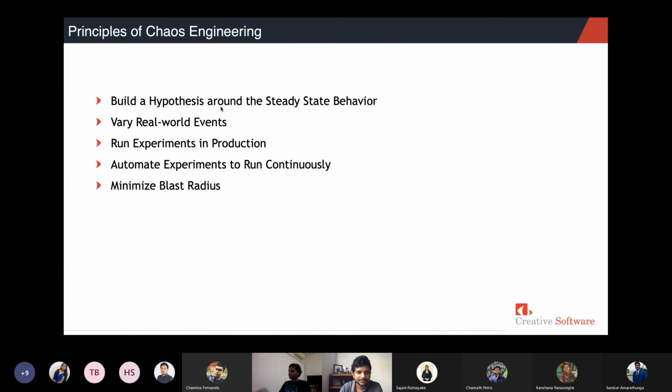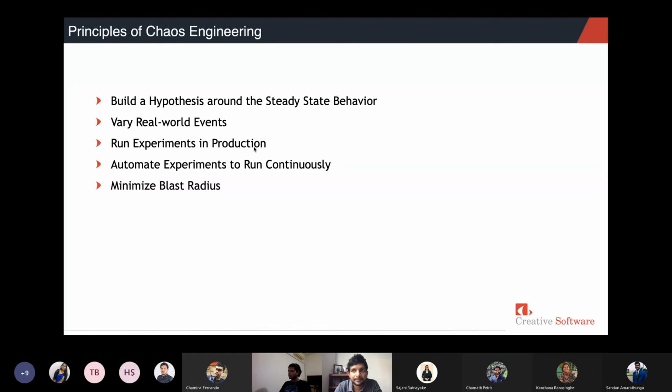And then the second point being, you need to understand that you can vary real world events, like the events that you see around your architecture, around your system. You can vary them and see how your system will behave. And then you can run experiments in production.